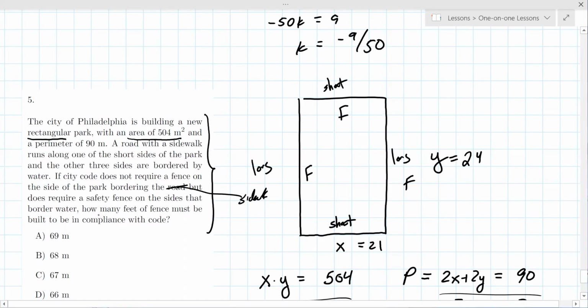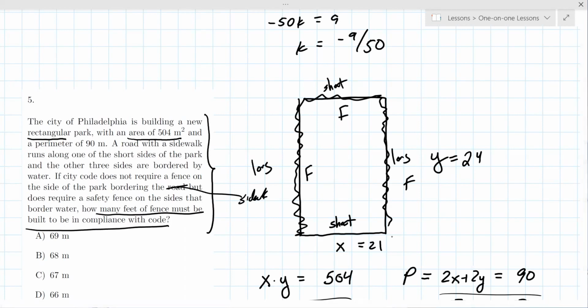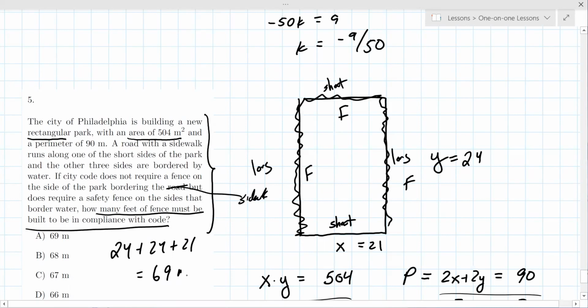They want to know how many feet of fence must be built in order to be in compliance. So you have to figure out the fencing along these three sides, which is one short side up here and two longer sides here. So you do 24 plus 24 plus 21 basically? Yep. Which is 69 meters of fencing.